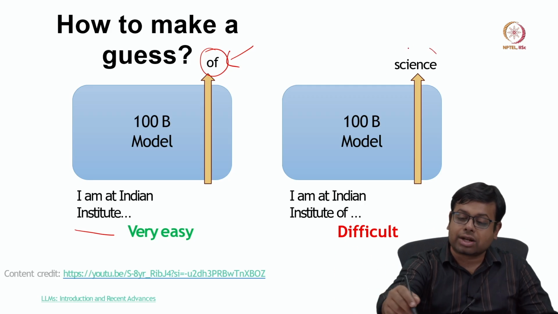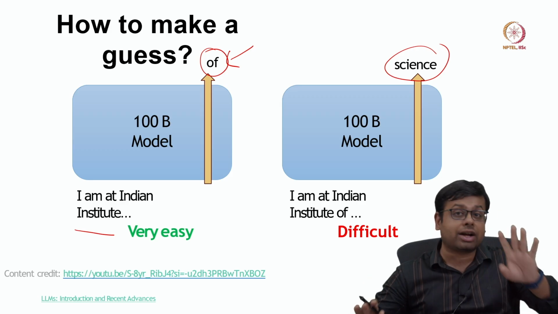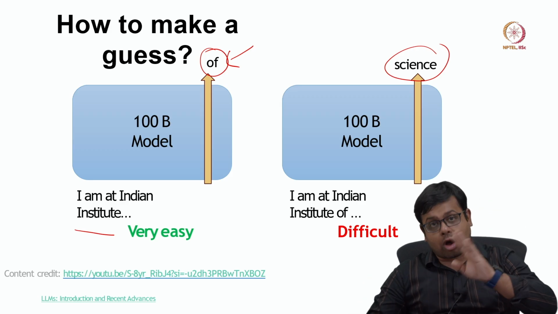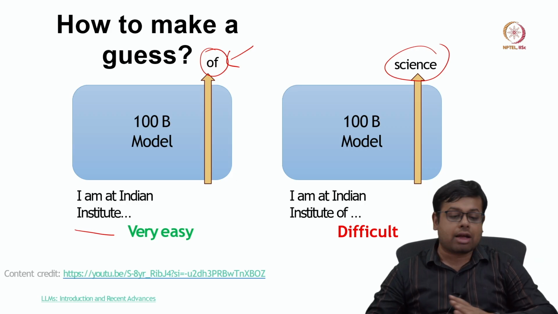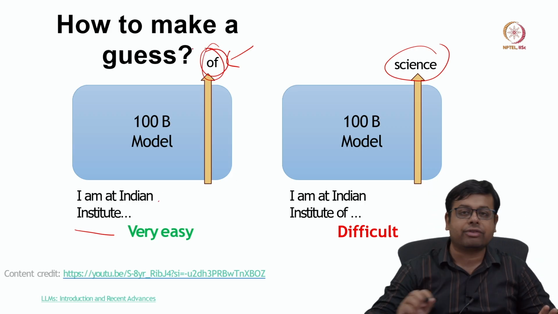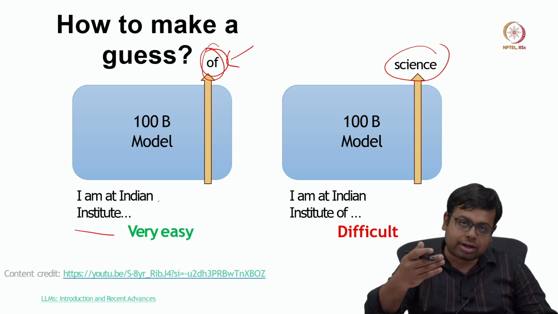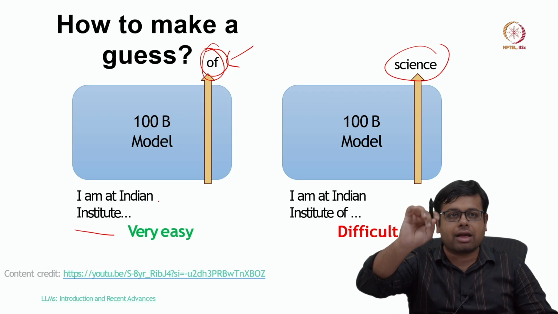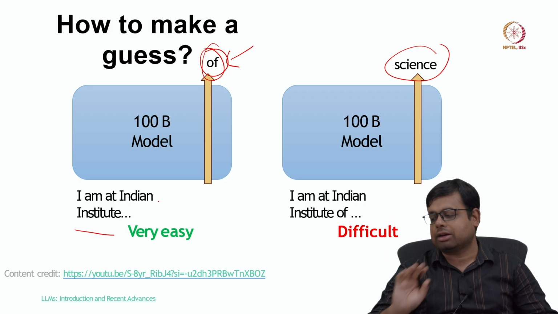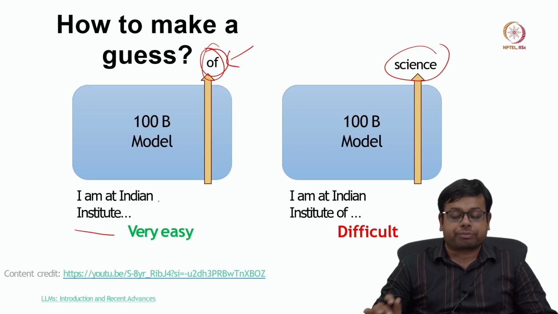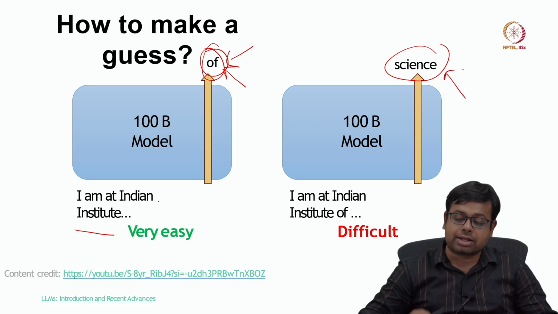So, the next token is "Science," because I am at IISc, I am at Indian Institute of Science, but that is difficult to guess, because there are so many options and you can only guess if you capture the context correctly. But here, to guess this token "of," you do not need to capture any context. You already know that after "I am at Indian Institute," it should be "of." That will anyway complete this sentence in a correct grammatical manner, right. So, to guess "of" is very easy, but to guess "Science" is difficult.